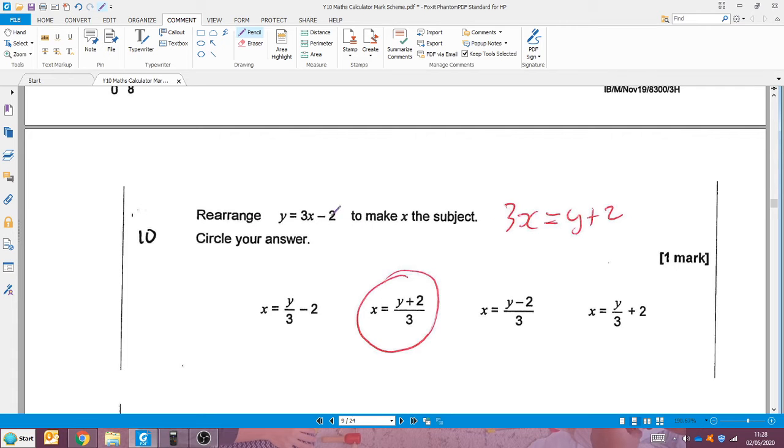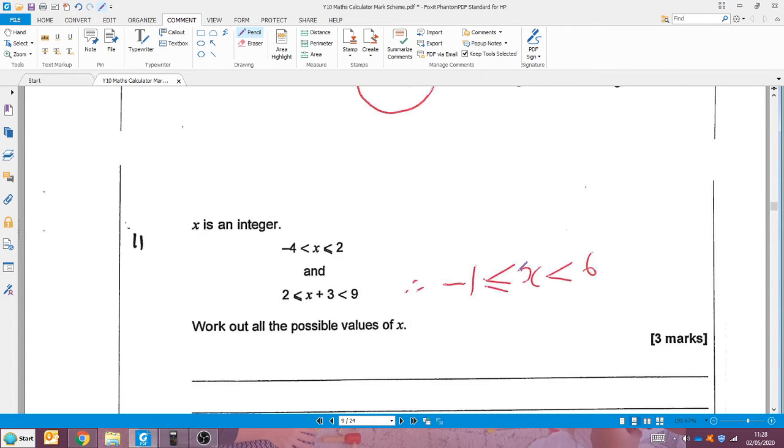Rearrange that. Okay, so I took my 2 over and plussed it. I get no marks for that. Then I've got to divide by 3. If I put a ring around the right one, I get my mark.